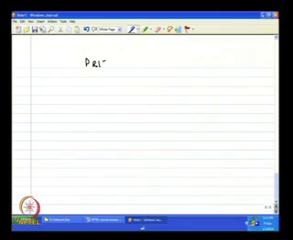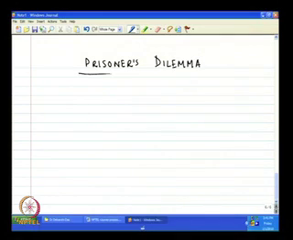Let me give you an example, and this is the first game that I am going to introduce here. This is a strategic form game with ordinal preference, and the game is called Prisoner's Dilemma. In short, it is also called PD. P for prisoners, D for dilemma.